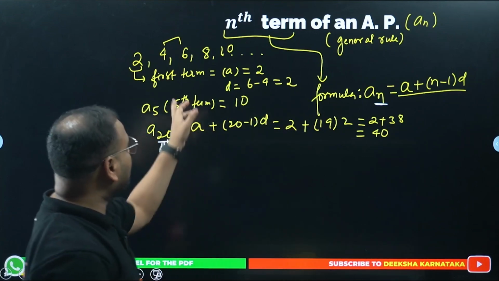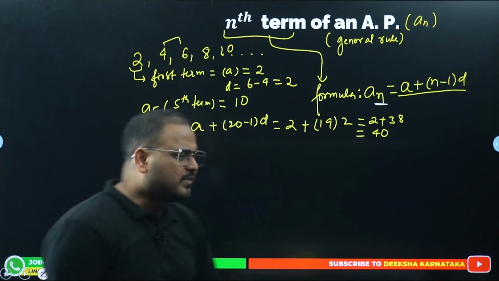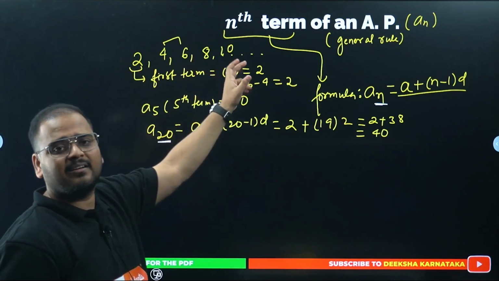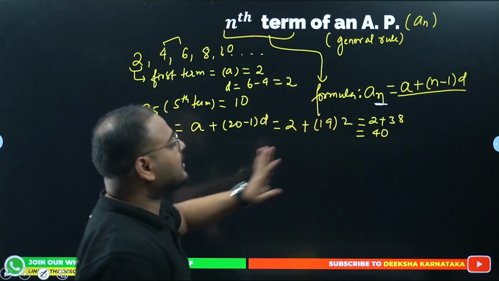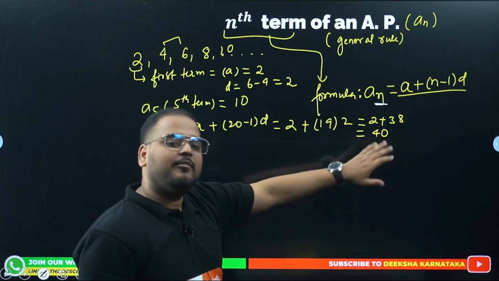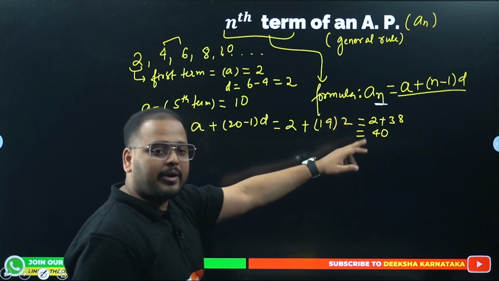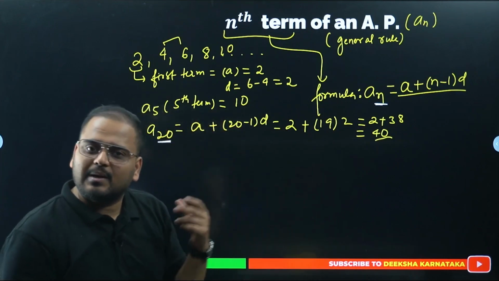So if you try writing all the terms till the 20th term, you'll get the 20th term to be 40. Obviously, right? 2, 4, 6, 8, 10. What is the 10th term? 10th term is 20 and 20th term is 40. That's why I took this term to be 20, so that you will be able to understand it without even using the formula. Even if you use the formula, the value is 40. I hope you are able to understand.